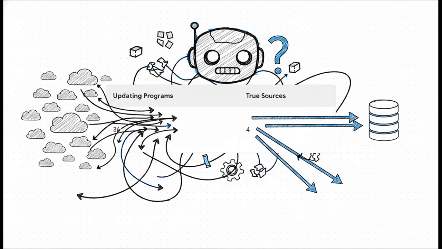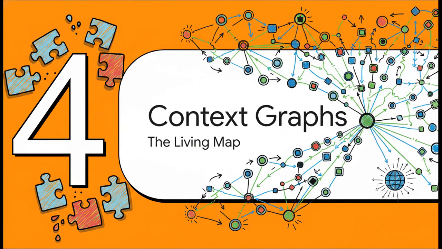If an isolated agent alters a customer record just to optimize its one specific workflow, it's going to inevitably break downstream dependencies across those other 32 programs. It has no idea what the constraints are. So, if fragmentation is the disease, what's the cure? That's part 4, defining enterprise context graphs, the living map of the business.